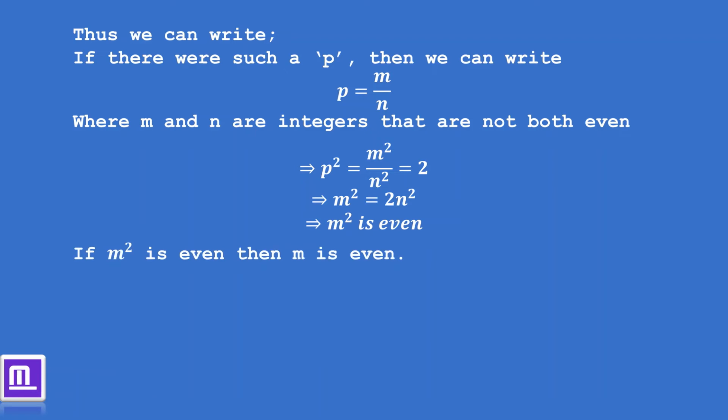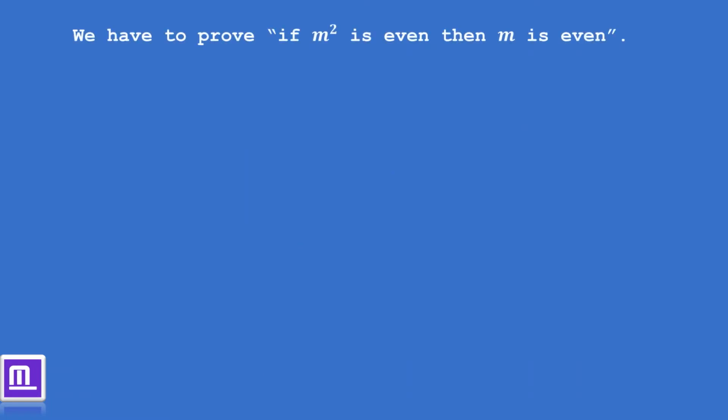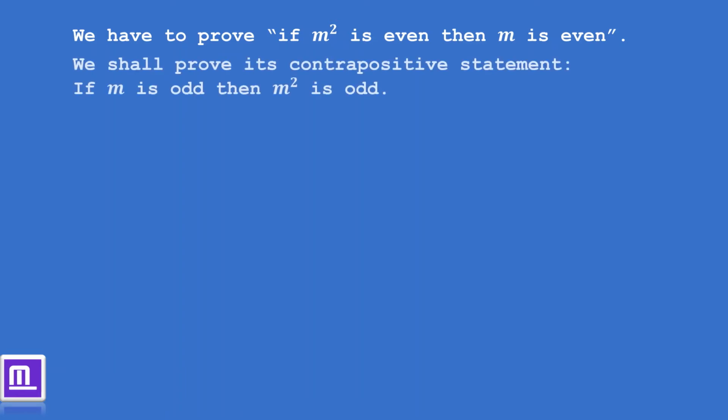I'm stating one statement here. If m square is even, then m is even. Let us see how. We have to prove here, if m square is even, then m is even. For this we shall prove its contrapositive statement, that is, if m is odd, then m square is odd. Proving a statement is as good as proving the contrapositive statement of it.